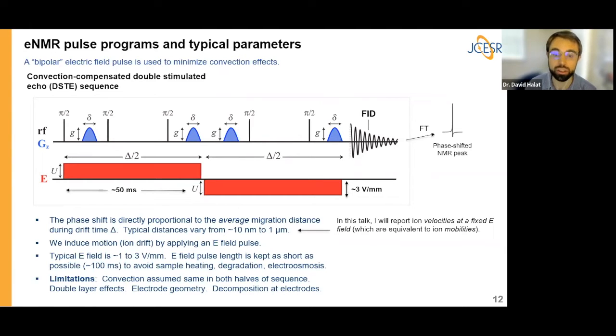In the prior literature, you may see eNMR data reported as ionic mobilities, but for this tutorial talk, I'm going to instead report velocities at a fixed electric field, which are equivalent, but a little bit easier to understand intuitively.